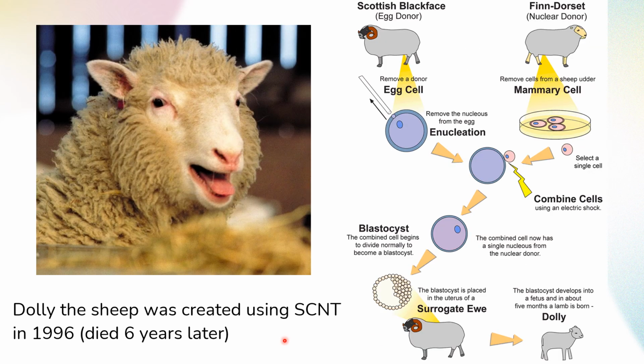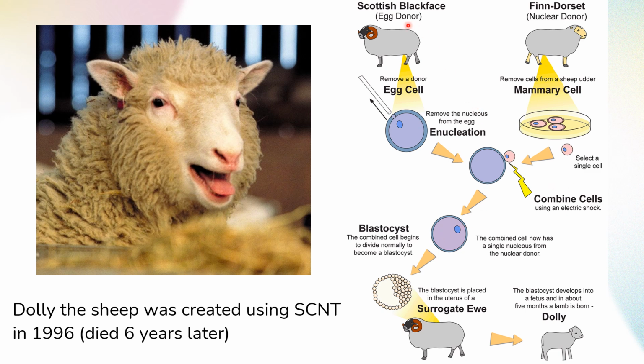Dolly was the first sheep, or the first animal, that was created using somatic cell nuclear transfer in 1996. However, Dolly died 6 years after that. But the cloning of Dolly was a huge development in terms of reproductive cloning technologies, and it was very, very interesting, and Dolly's legacy lives on. So how did Dolly come to be?